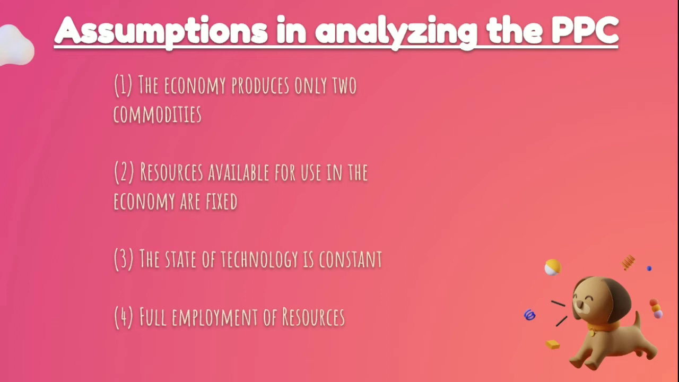And the third assumption is the state of technology is constant. This assumption is that the economy has a fixed level of technology. And technology is the information and knowledge that society has about the production of goods and services. This assumption works much the same as the fixed resources assumption.